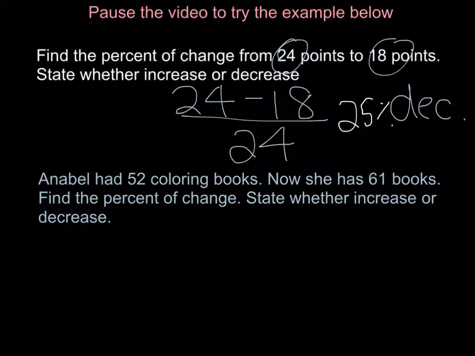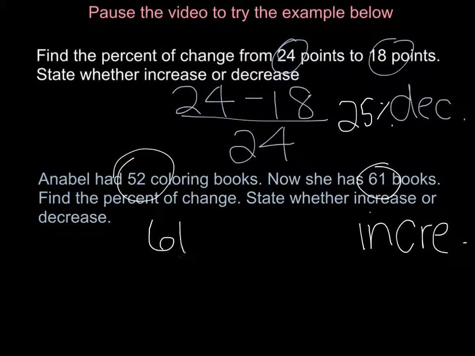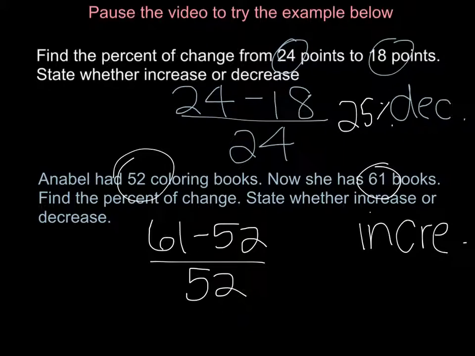Annabelle has 52 coloring books. Now she has 61 coloring books. So we can tell that it's an increase. And then we find the difference of 61 and 52 and divide that number by 52. So 61 minus 52 is 9. Divide 9 by 52 and get 0.17. So that becomes 17% increase.